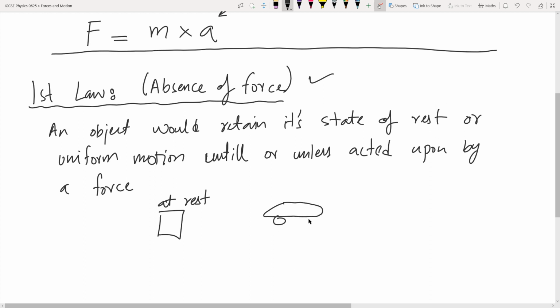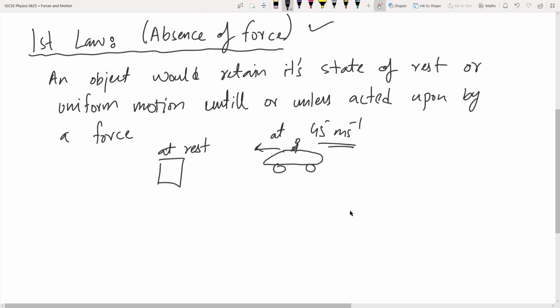Let's say it's a car, don't mind the way I'm just going to draw the car. All right, I like sticky men in my classroom. So let's just say the car was already moving at 45 meters per second, it will retain that value unless an external force is applied upon it. So this is what the first law looks like.